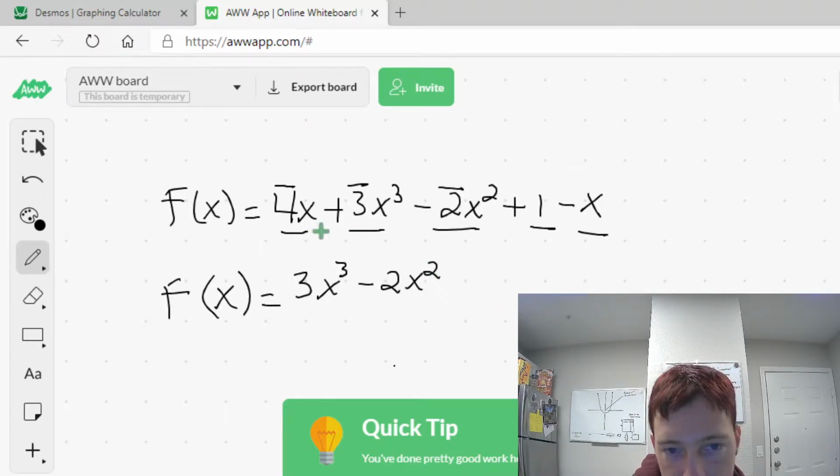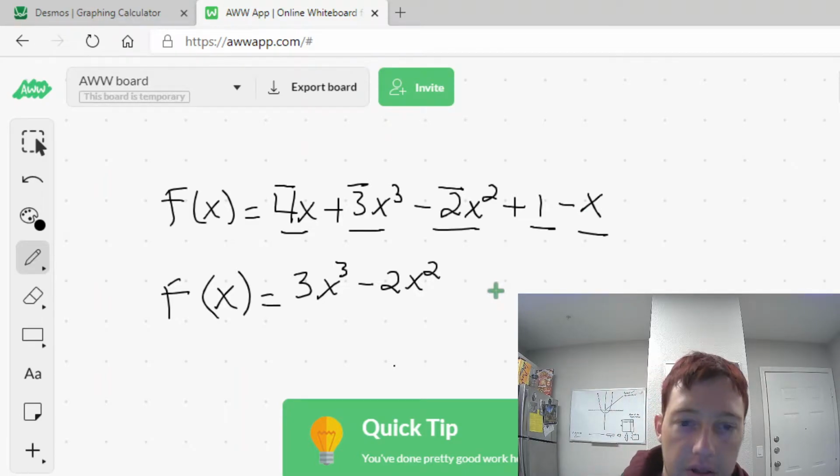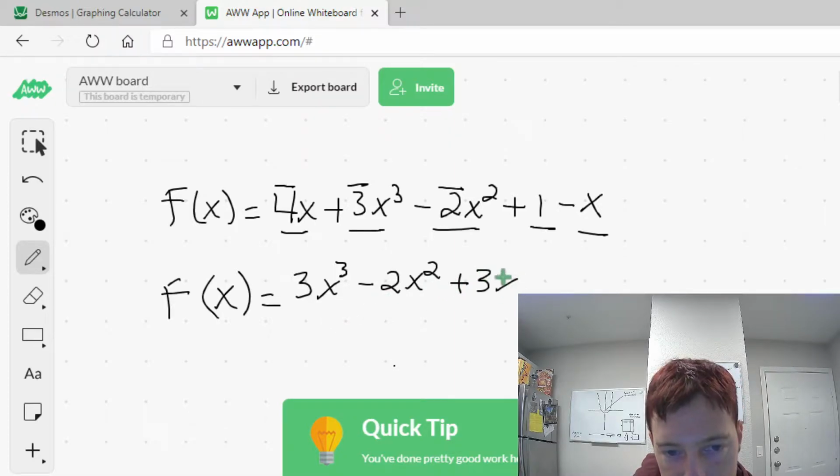The next one is going to be these plain x's. We have two of them, actually. So we have a 4x and a negative x. Well, let's just simplify this right here. We don't need another term. What's 4x minus x? It's 3x. So you're going to write in a positive 3x.